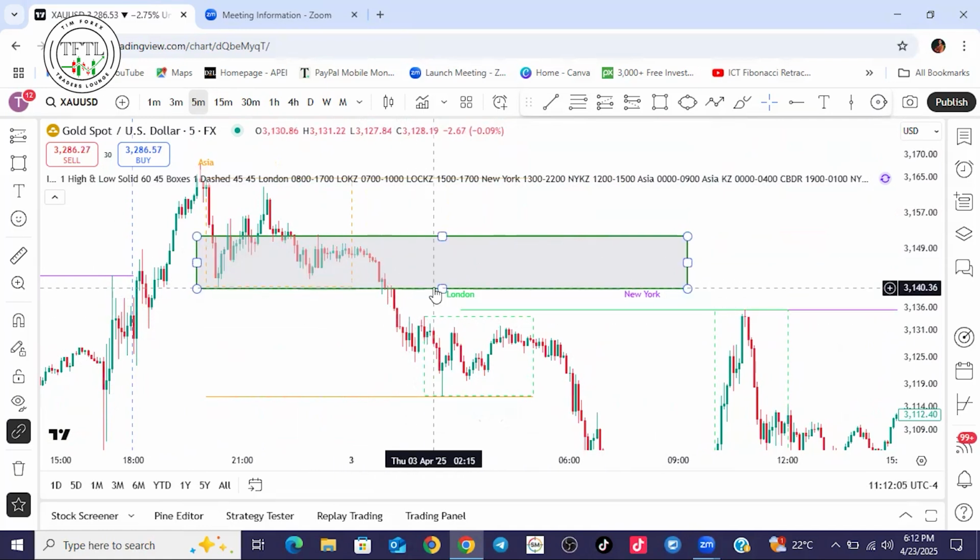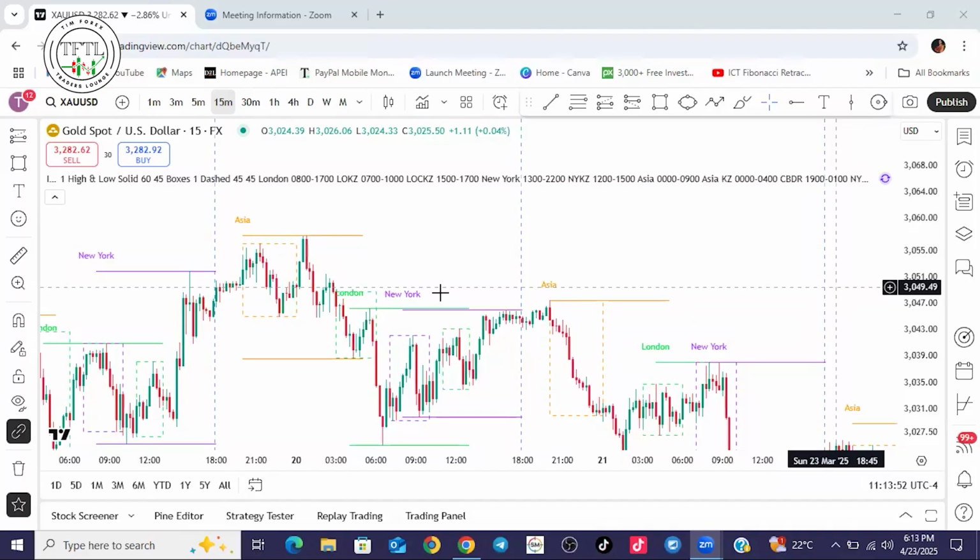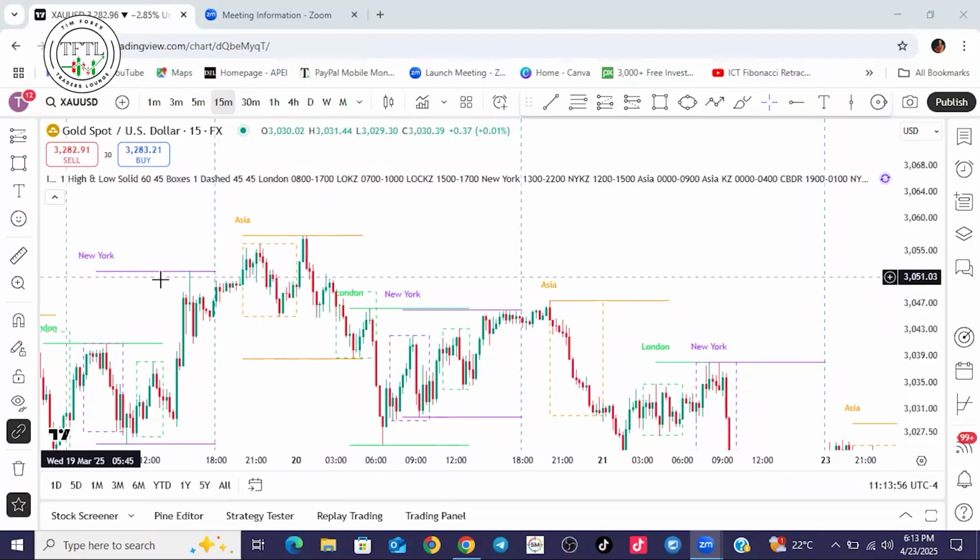Okay, so for such kind of setup, you just let them go. All right, don't really force yourself into them. So you just let them go, and you are able now to maybe look for another setup, right? So let's look at some more examples. So here we have another best example.